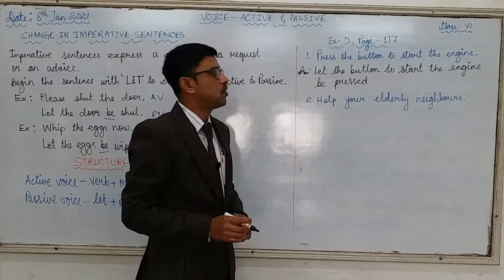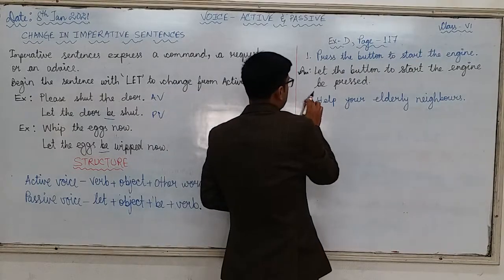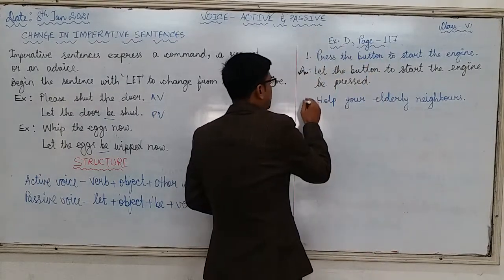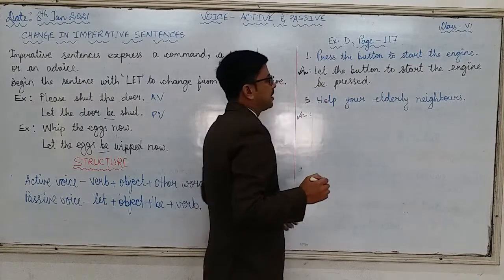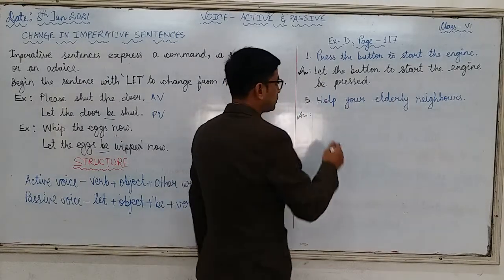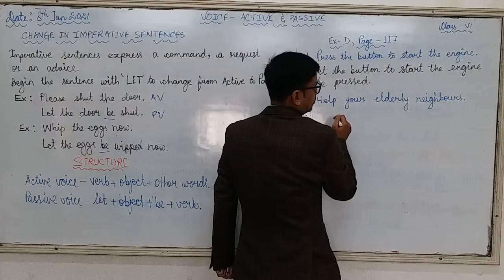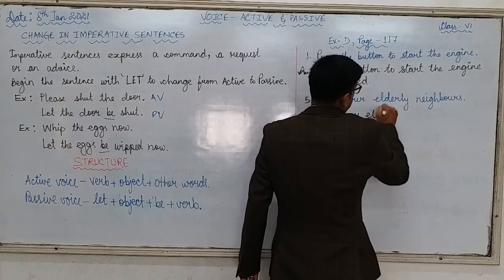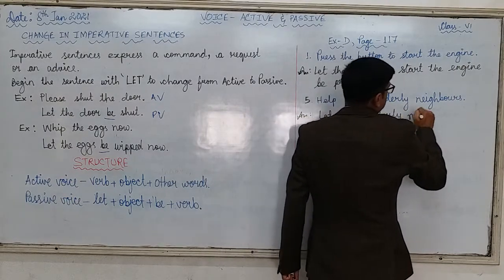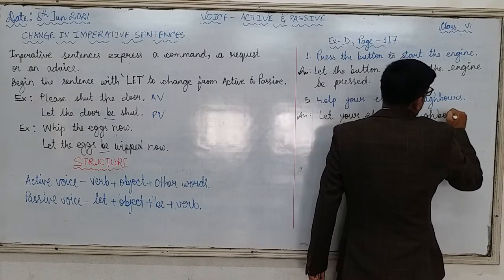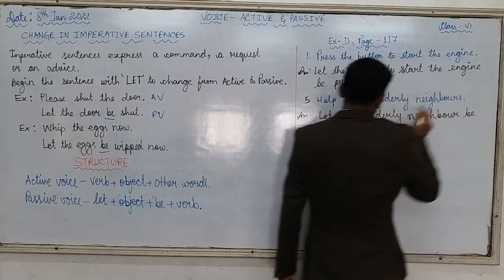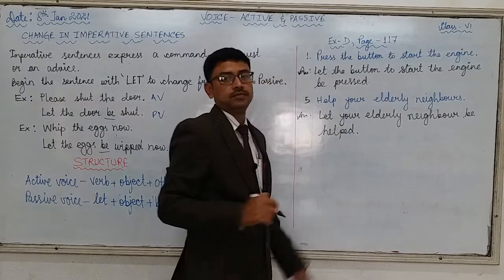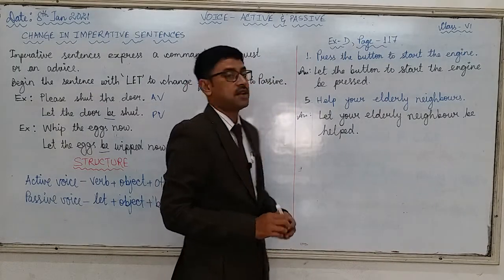The last one: help your elderly neighbors. This is sentence number 5 in your book. The answer goes like this: let your elderly neighbors be helped. That's it. So this is how you have to do all the 5 sentences in your copy.